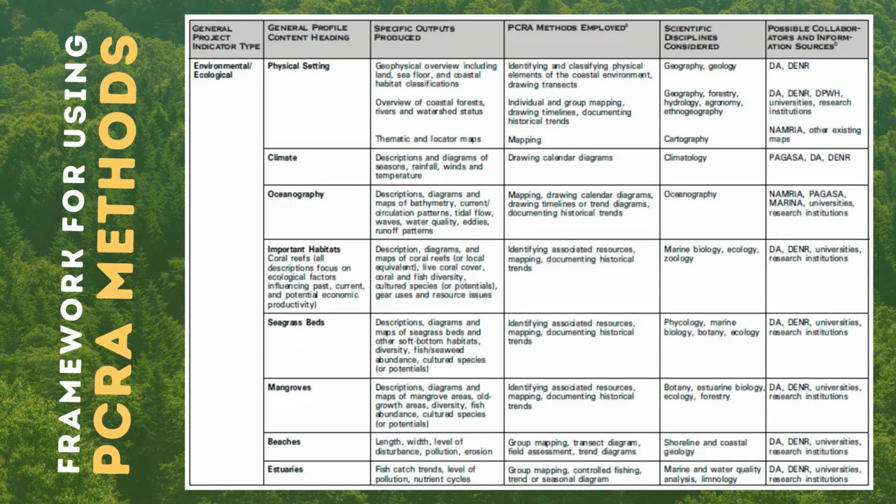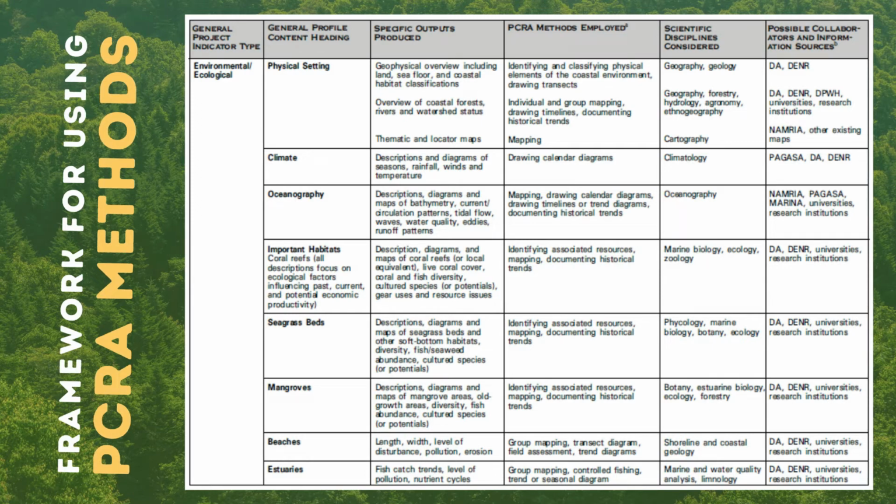As shown in the slide, this is the framework for using PCRA methods that will help us outline our coastal resource management plans. In the first column is the general project indicator type. In the second column, we have the general profile or content heading. In the third, we have the specific outputs produced. In the fourth column are the PCRA methods that are employed. In the fifth is the scientific discipline considered, and the last column consists of the possible collaborators and information sources.